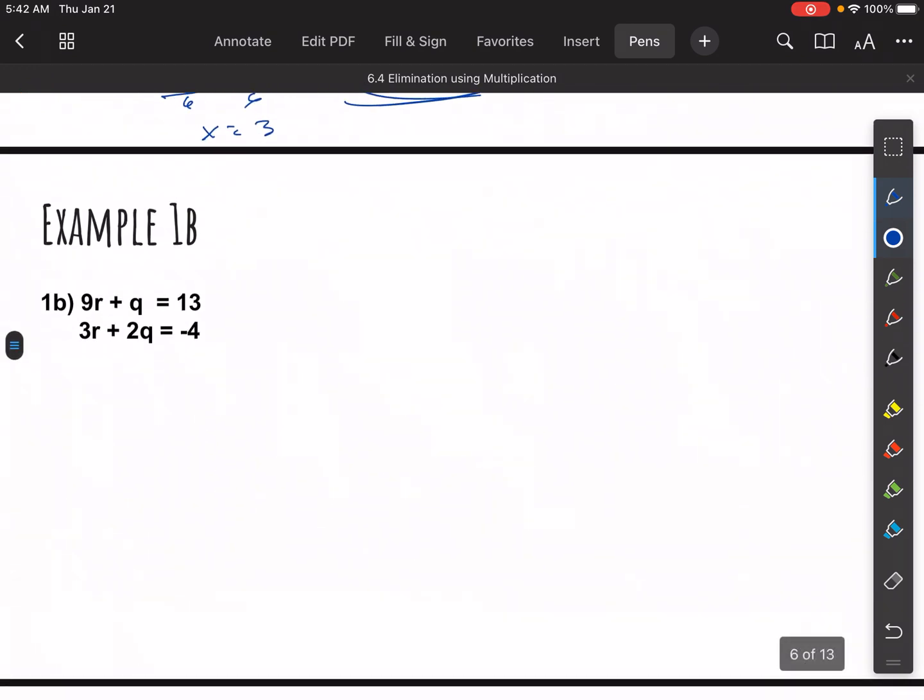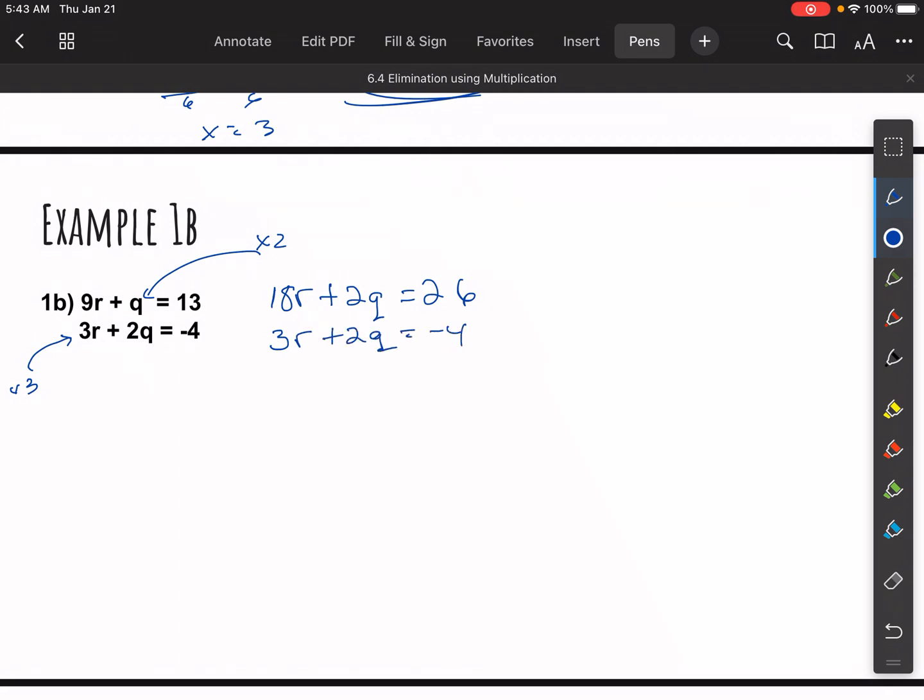1b, for this one, there's a common factor in both r and q. So notice I can multiply this equation by 3 to get the 9r's to match up, or I can multiply this equation by 2 to get the 2q's to match up. So that's what I'm going to do. If I do that, I get 18r plus 2q equals 26. Notice I just multiplied everything by 2. For the second equation, I'm going to keep it the same: 3r plus 2q equals -4. This is the reason I multiplied everything in the first equation by 2. I want those things to line up.